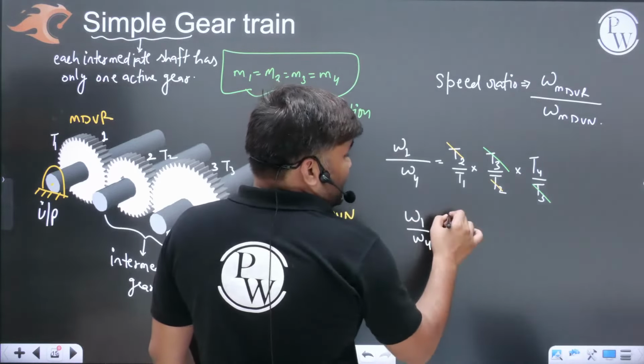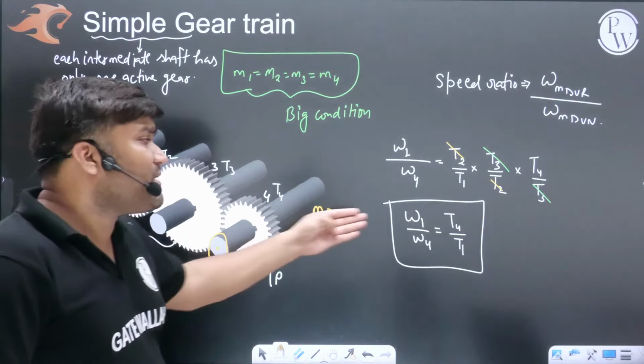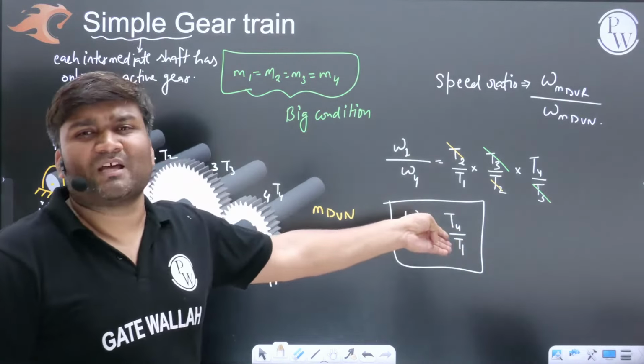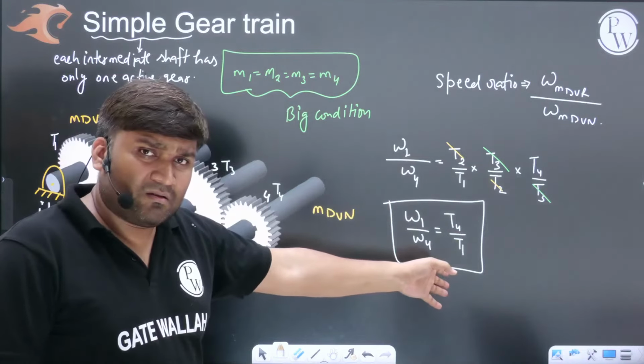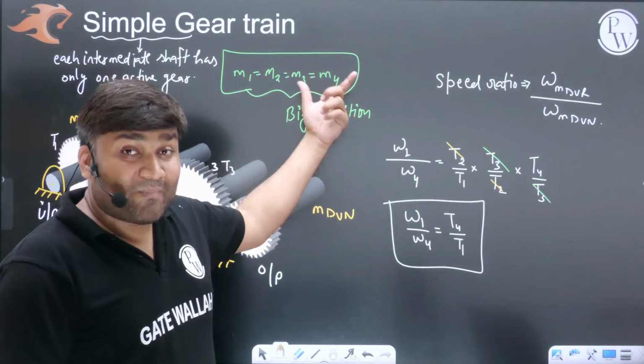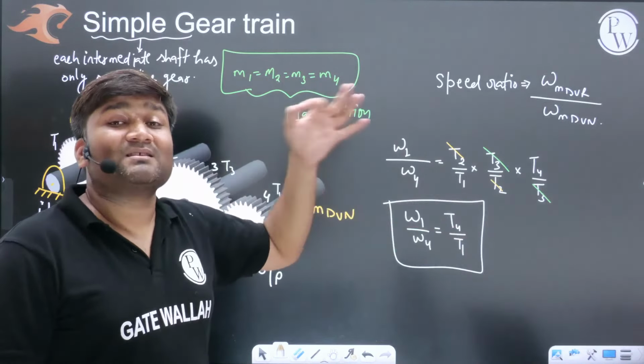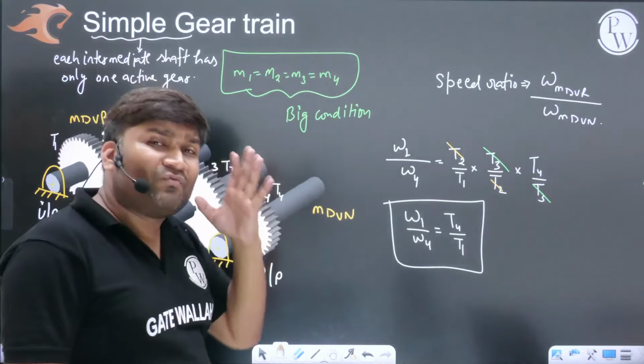बेटे, as you can see, you have purchased so many gears in between also. But these gears के teeth are not even coming into the formula of speed ratio. They are not participating here. Very big condition that every gear is having same module. They must have same module. But they are not participating here. That's why this gear train is called as worst gear train.